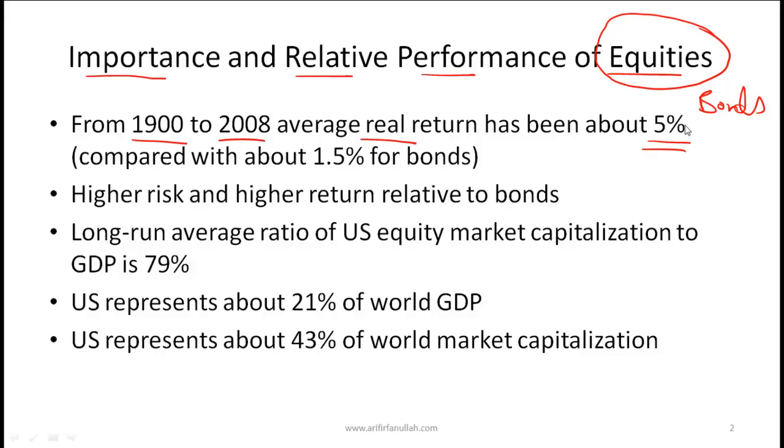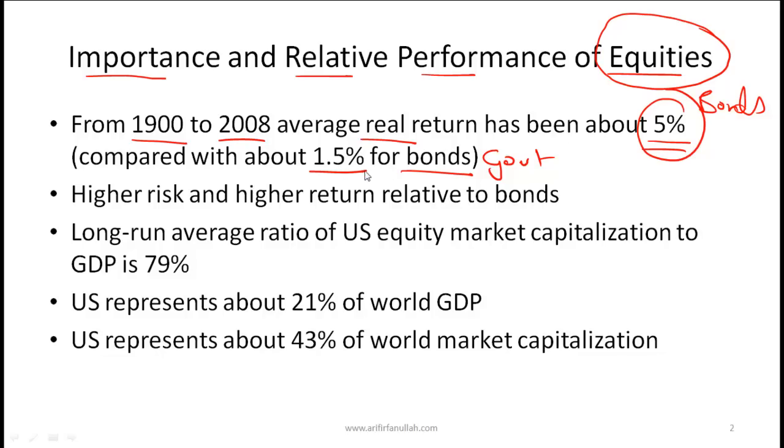Now, if 5% doesn't look very high, then compare it with 1.5% for bonds, and this is actually government bonds, and this is 1.5%, again a real return. So what this is saying is that in the same economies where we got a 5% real return on stocks, we only got a 1.5% real return on government bonds.